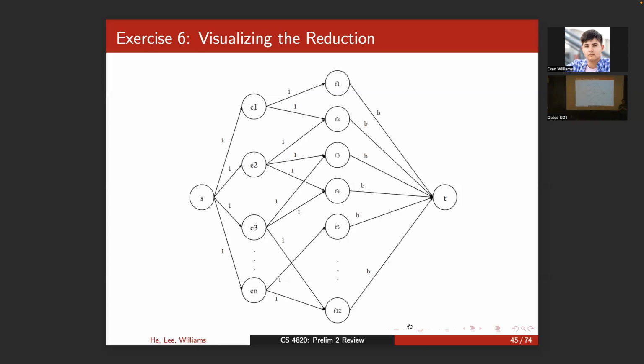Does this make sense? Because if 12B is much bigger than the number of employees, right, then your reduction is dependent on B, which is a number, which is pseudo-polynomial, right? But if B is sufficiently small, then it still becomes polynomial with respect to n.